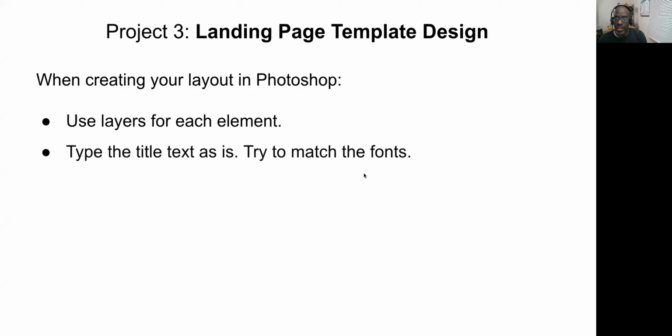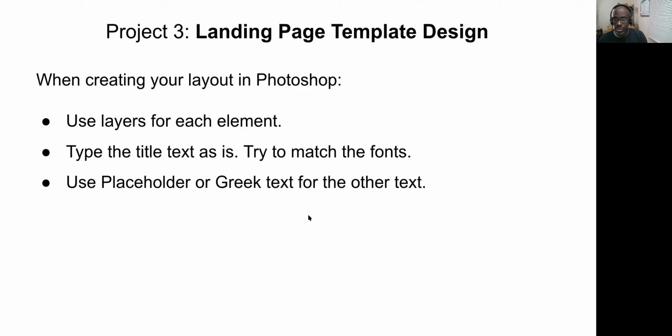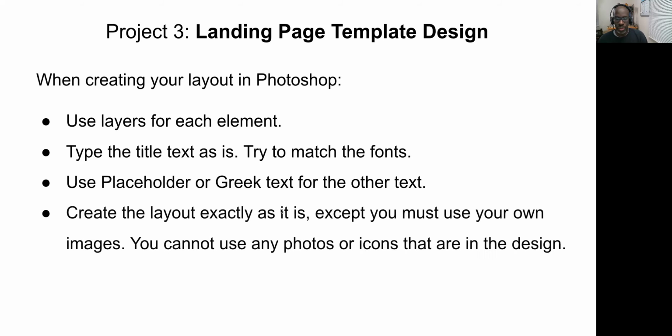Type the title text, any subheads and things like that as you see them, the ones that you can read. Some of the stuff will be Greek or for position only text. But the stuff that you can read, you type that out and try to match the fonts as closely as you can. For the placeholder text, just use placeholder text. Make it look good, make it look real, but just use that text there. You don't have to try to create the copy or invent the promotion. You can just use Greek text for that.